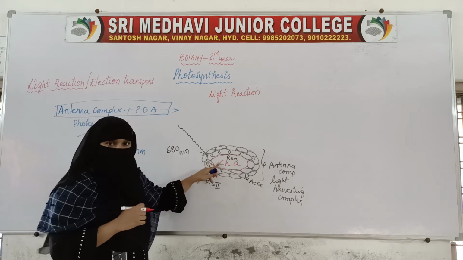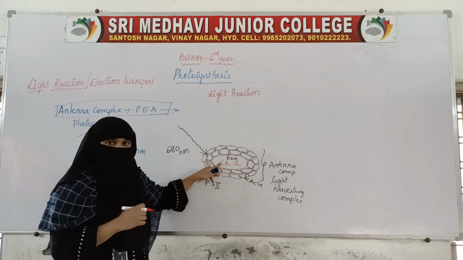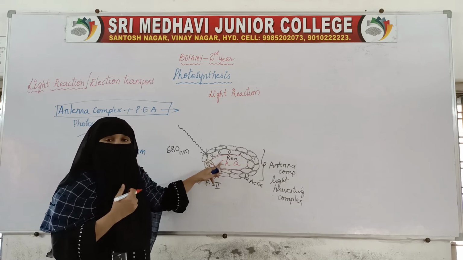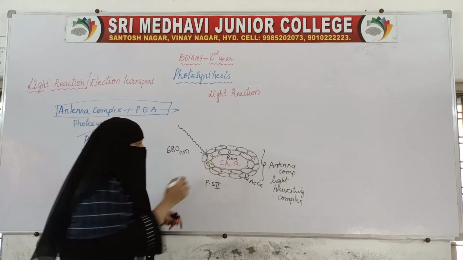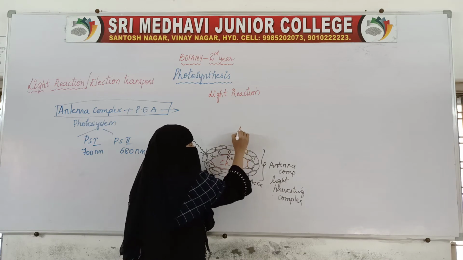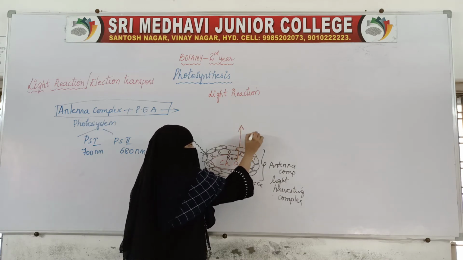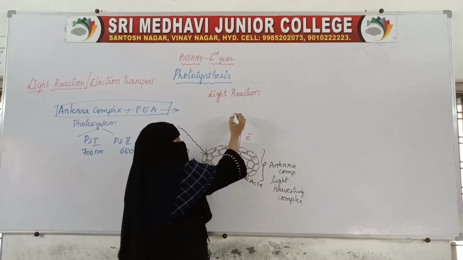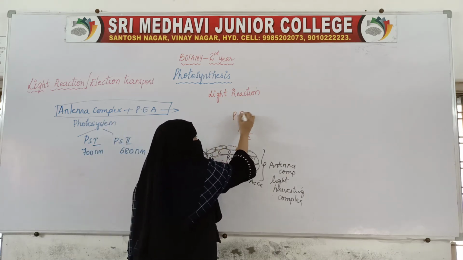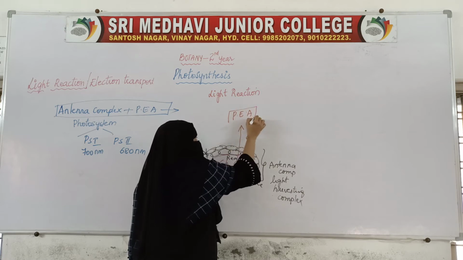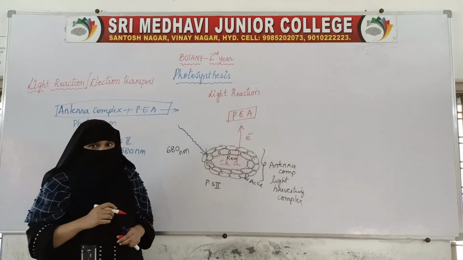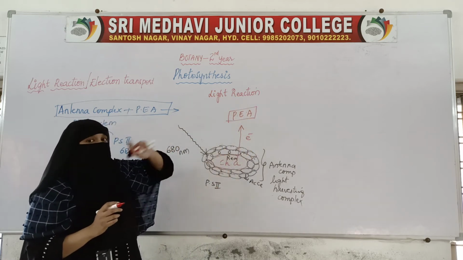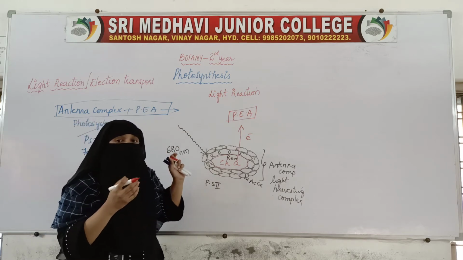So what happens when this chlorophyll A gets the energy? Chlorophyll will eject an electron, and that will be accepted by the primary electron acceptor. So the first thing which happens in light reaction is absorption of light.